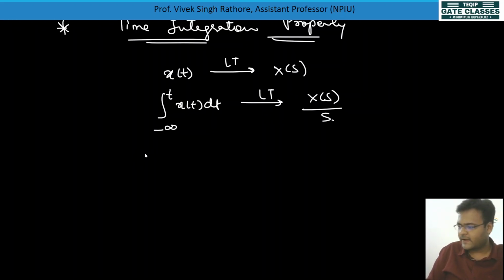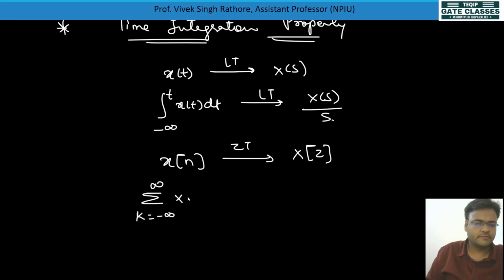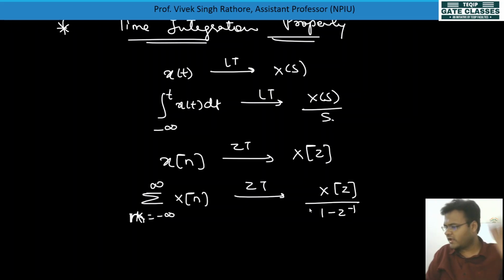Now see, if the Z transform of x of n is x of z, and we integrate it, the sum from n equal to minus infinity to infinity of x of n, and take the Z transform, what we'll get is x of z by 1 minus z inverse. Okay, 1 minus z inverse.